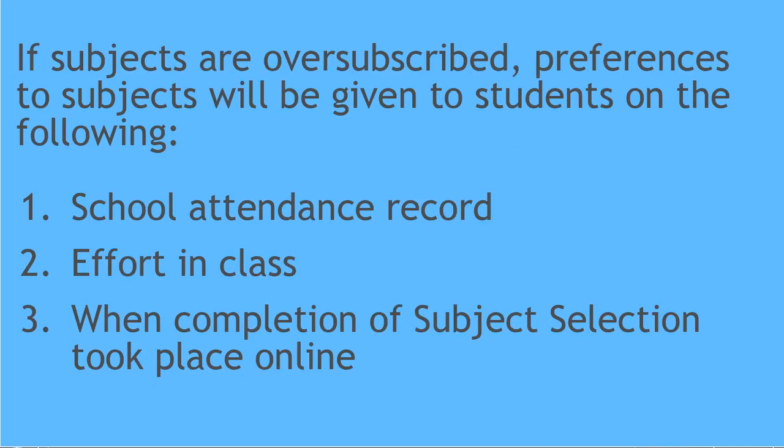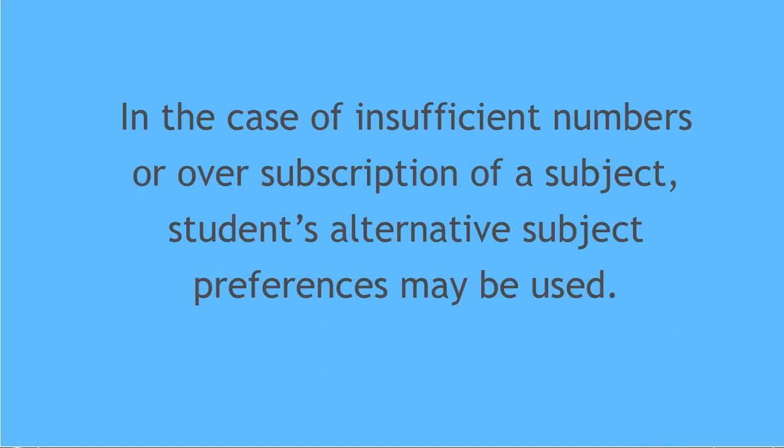If subjects are oversubscribed, preferences to subjects will be given to students on the following: 1. School attendance record, 2. Evident class, and 3. When completion of subject selection took place online. In the case of insufficient numbers or oversubscription of a subject, students' alternative subject preferences may be used.